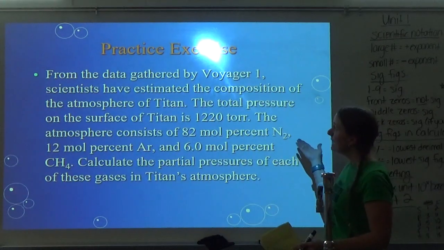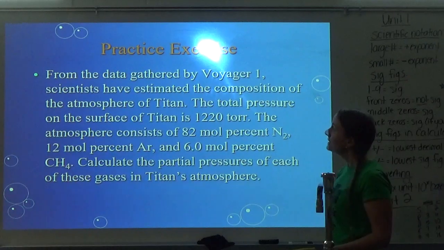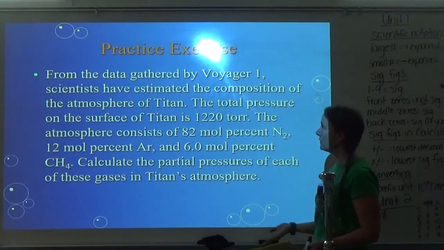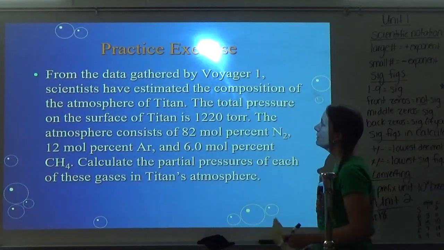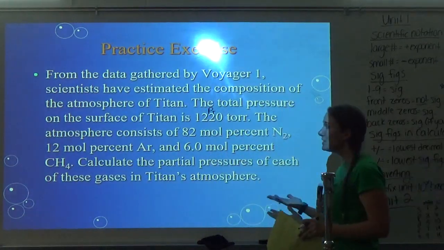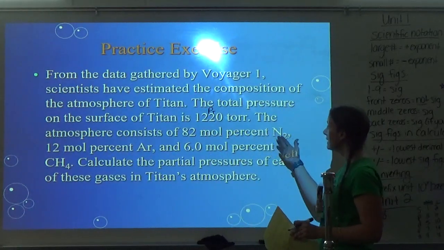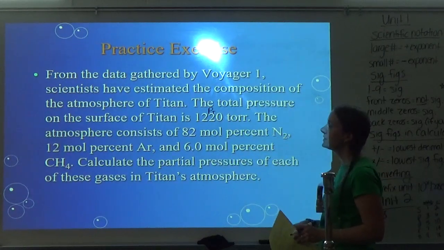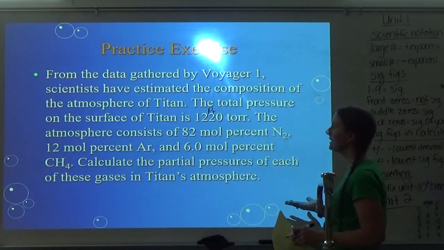So it says, from the data gathered by Voyager 1, scientists have estimated the composition of the atmosphere of Titan. The total pressure on the surface of Titan is 1220 torr, so there's my total. The atmosphere consists of 82% N2, 12 mole percent argon, and 6 mole percent CH4. Calculate the partial pressures of each of the gases in Titan's atmosphere.